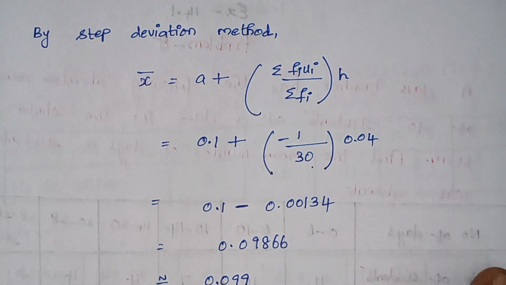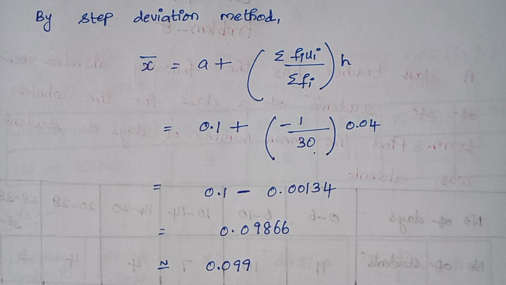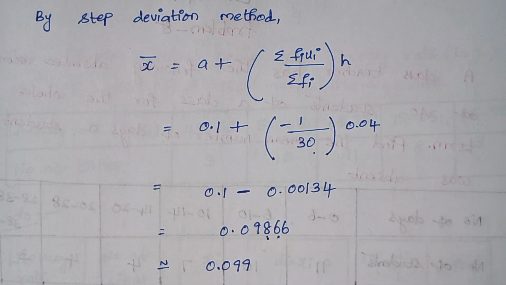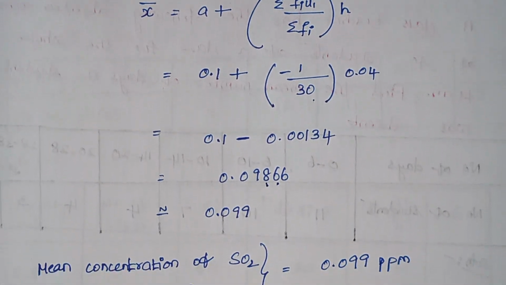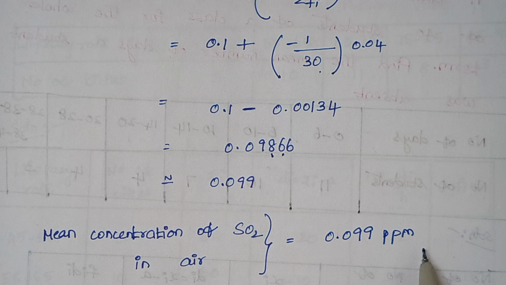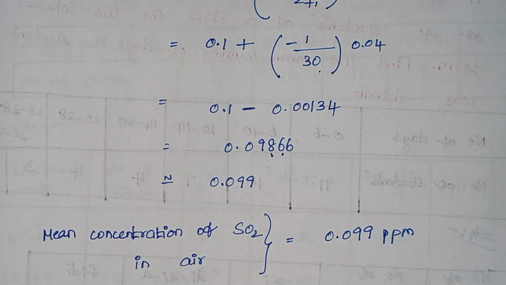So I am rounding it off to 0.099, because 8 is greater than 5 and the number next to 8 is 6. So I am modifying this 8 as 9. So the mean concentration of SO2 in air is given by 0.099 ppm. Right. So now we will proceed with our next problem.